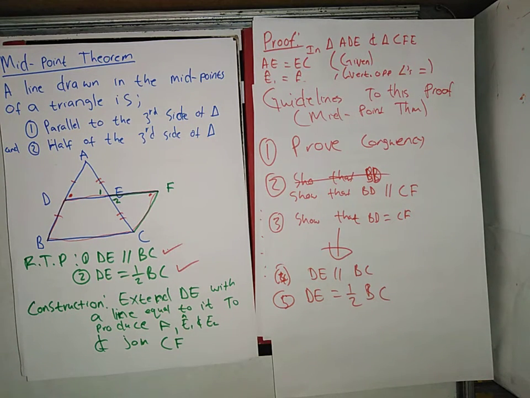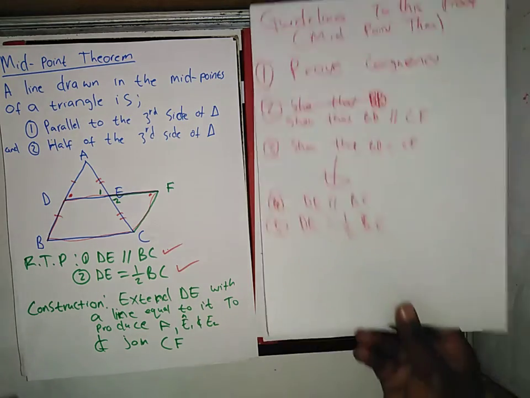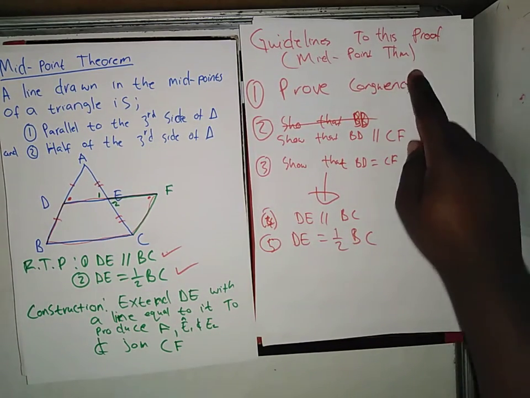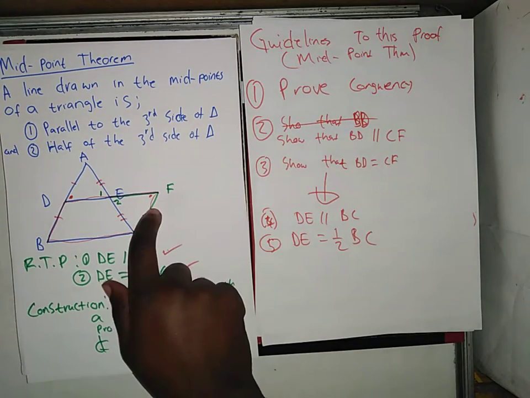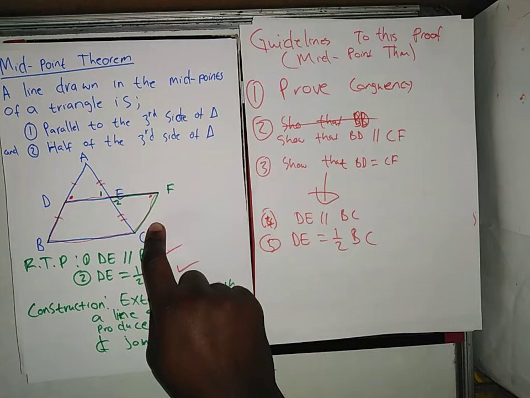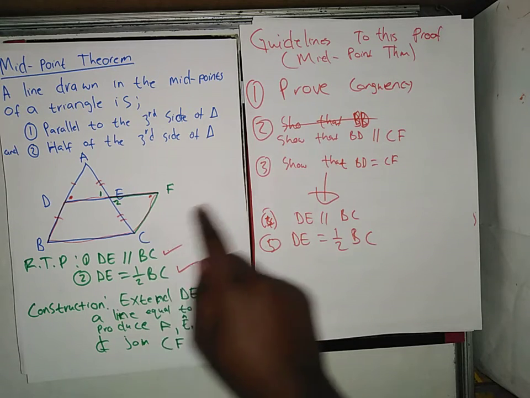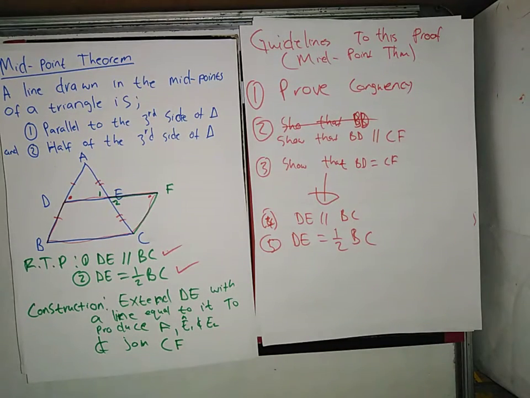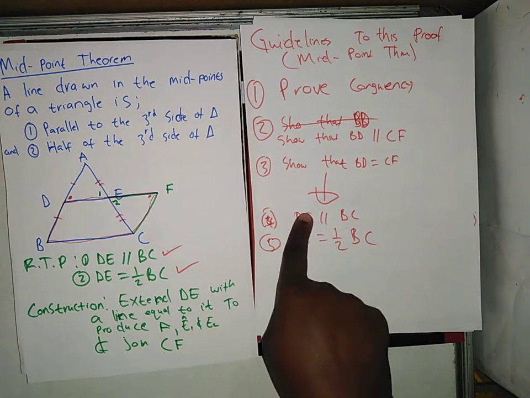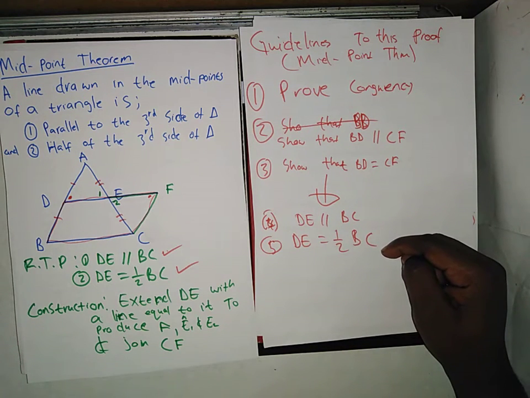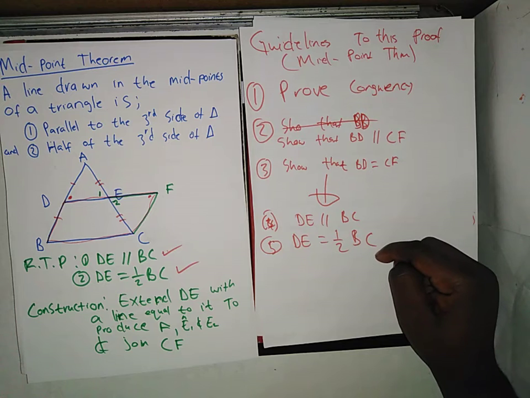Okay, so the first thing that you must try to prove is congruency. Once you prove congruency, just show that these two are parallel to each other, and then show that these are also equal to each other. So when you are able to show those two, that gives you a parallelogram. Therefore, you inherit for free the properties of a parallelogram, which will then lead you to being able to prove this one, and then after that, prove this one. Okay.